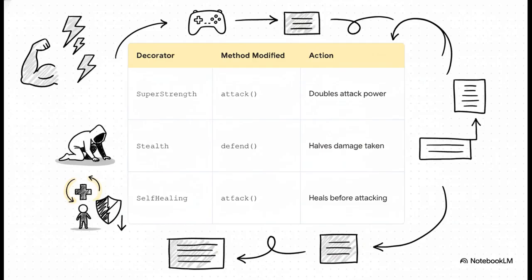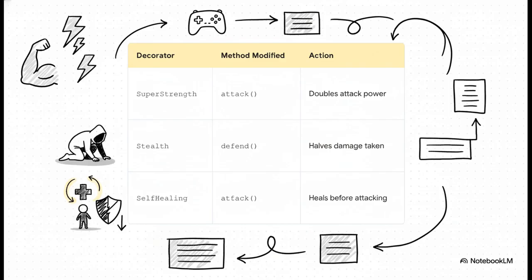Okay, but here's the really clever part. It's how each of these wrappers changes the behavior. Look at this table. When the game triggers an attack, that super strength wrapper catches the signal, doubles the power, and then passes it down to the next layer. The stealth wrapper, on the other hand, it intercepts the defend command and cuts the damage in half.